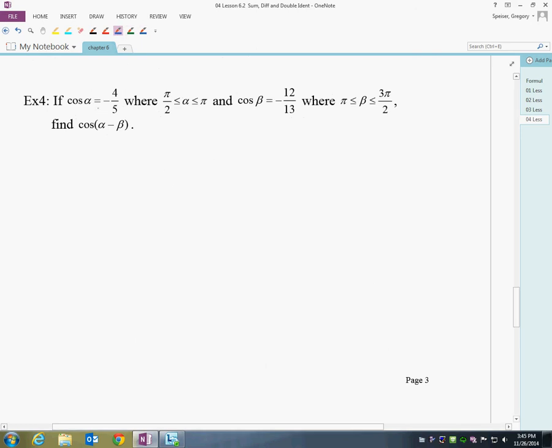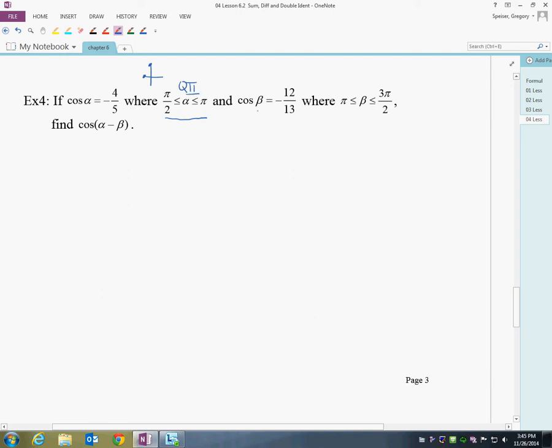If cos of the first angle, alpha, is equal to negative 4 over 5, when I'm looking at this part, right away I like to think, what quadrant am I in? Between pi over 2 and pi, I'm in quadrant number 2. So I'm looking at this and I think quadrant 2.